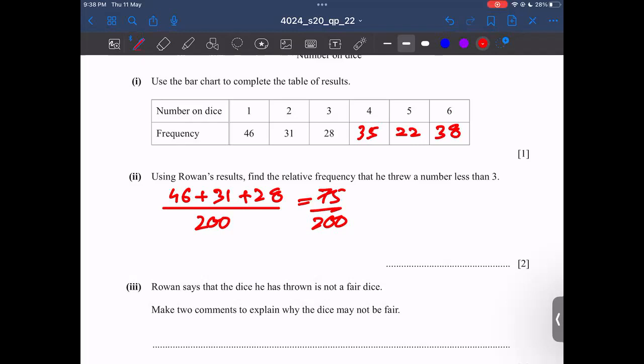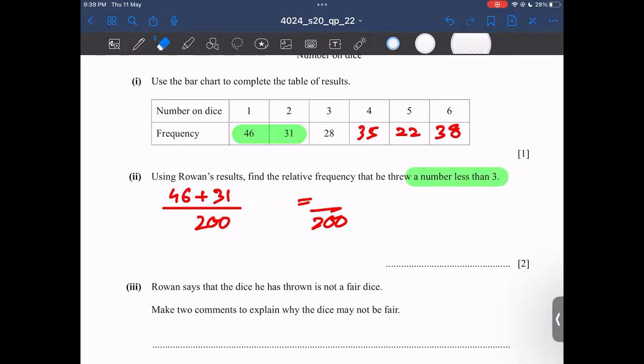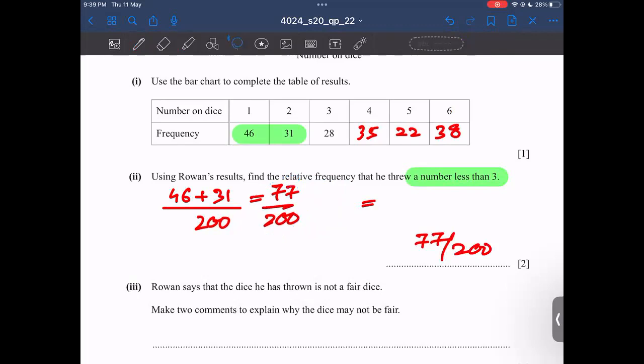First things first, there was one more thing. It says less than 3, so we're just going to have the values 46 plus 31. We're not going to have the value 28 here. So 46 plus 31 is 77, so 77 upon 200. The value is 0.385. That is the final answer. Less than 3, we have only 2 values, that is 1 and 2. So I'm going to add the frequencies 46 and 31 divided by 200.